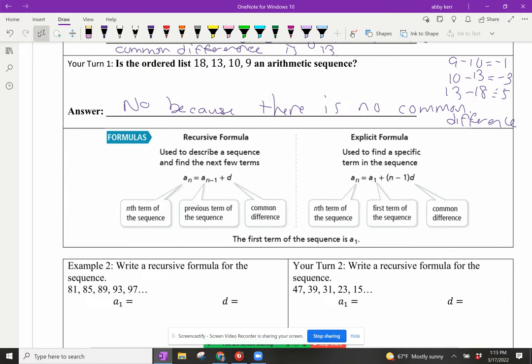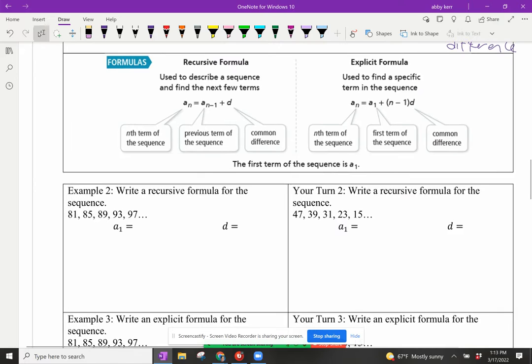Now, the two formulas that we will be going over are the recursive formula and the explicit. The recursive helps us find the next few terms, where the explicit helps us find a term far in the future, like the 100th term or the 200th term, something that you don't want to keep doing the sequence over and over to find. It's going to be a rule that you can plug the term you're looking for into. So it says write a recursive formula for this sequence.